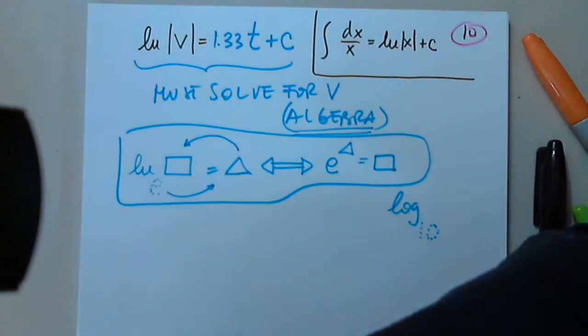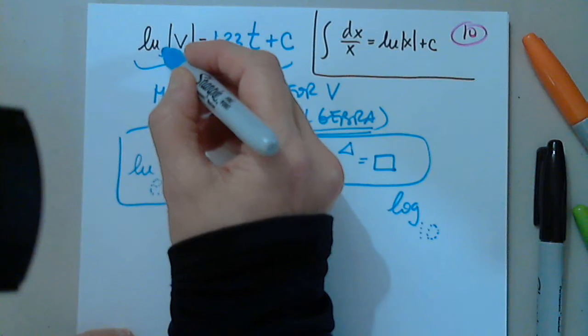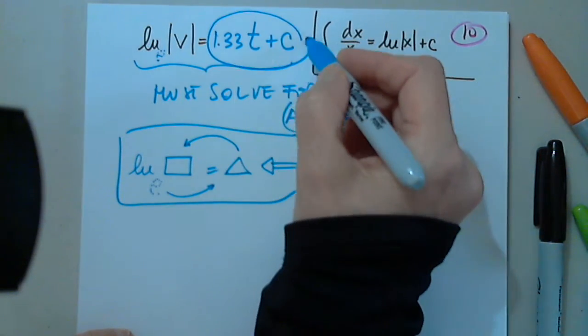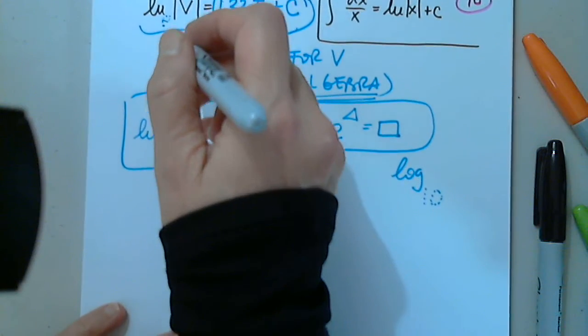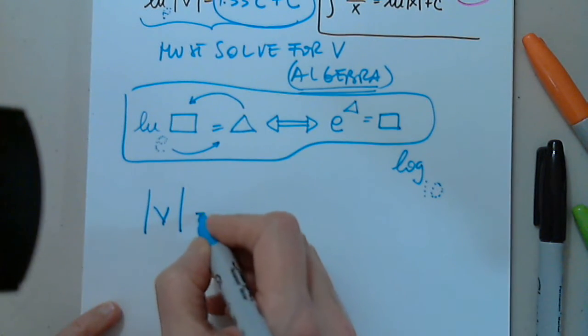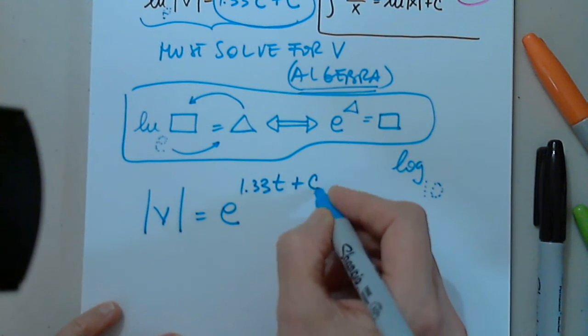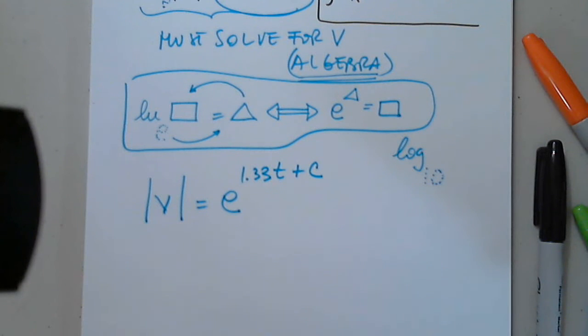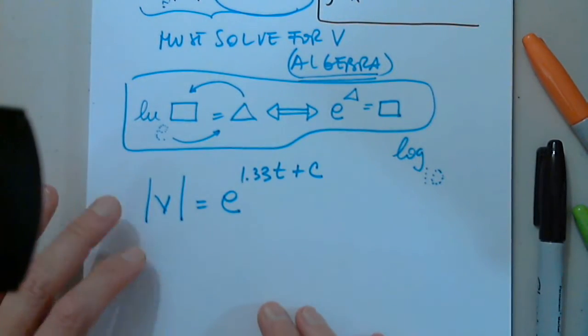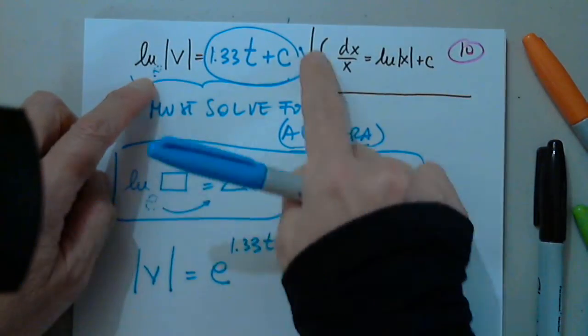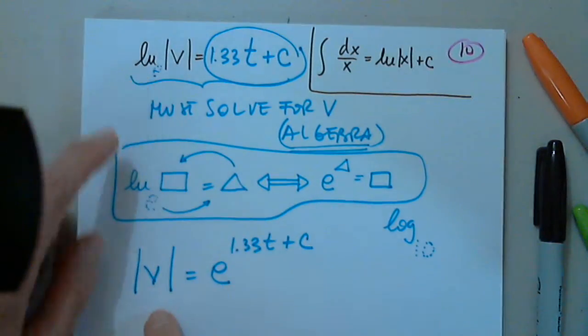I hope I didn't upset anyone. Okay, so since the base is e, e raised to all this equals the absolute value of V. So the absolute value of V equals e raised to power 1.33t plus a constant c. Only after you say, I understand this step, we can continue. We understand. This is a crucial step here. One more time. E raised to all this equals the absolute value of V.